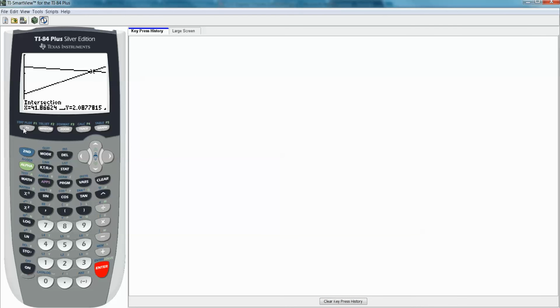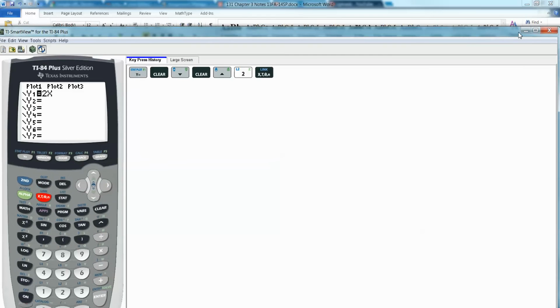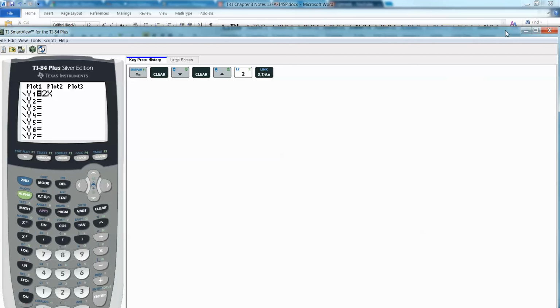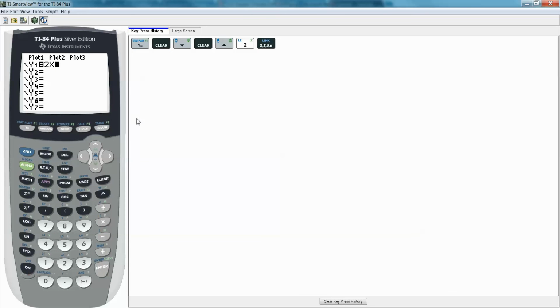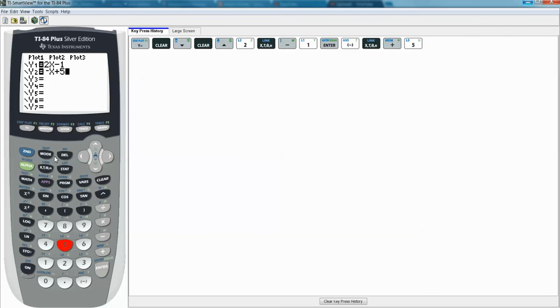Let me clear this. I'm going to go to y equals. I'm going to clear out these old equations, these old regression equations. I'm going to type in 2x, what was it again? Minus 1. All right, 2x minus 1. There it is. 2x minus 1, enter. And then negative x plus 5. Now use the negative symbol. You don't want subtraction there. You want negative x plus 5, I think it was. Yep. Okay. So then I can graph it, right?